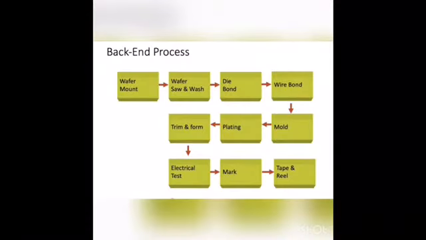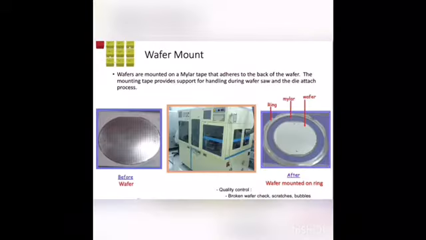In this section, I will explain about the back-end process. We have 10 stages before final test. First stage is wafer mount. Wafer will be mounted on mylar.